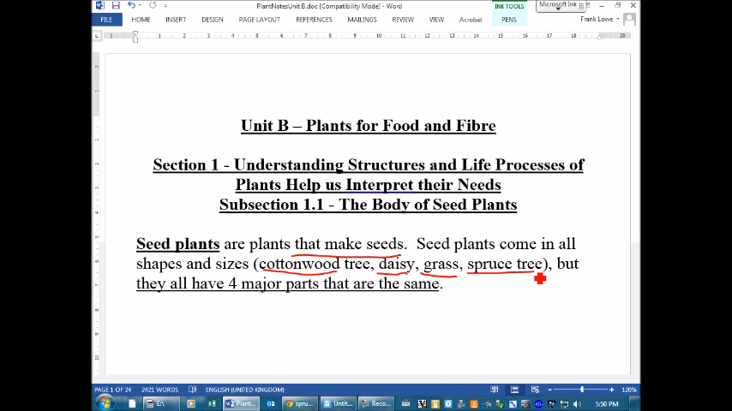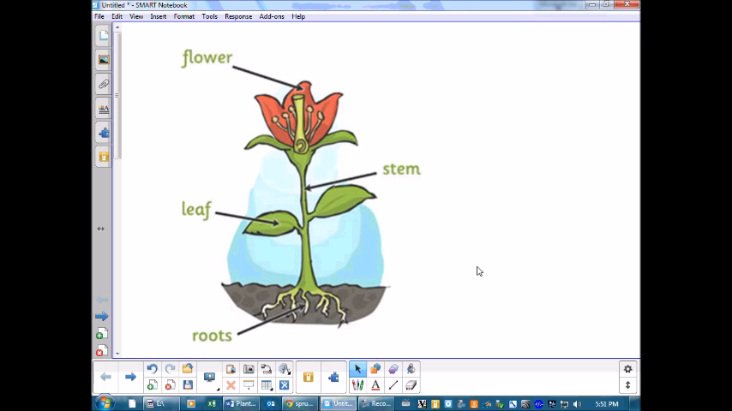Okay. Now, seed plants, all these different plants that we've just considered here, are very different in their size and their structure, how they look, and all that stuff. But all seed plants, these 4 included, all have 4 major parts that are the same. So I want you to think for a second, what all these that we've just looked at, grass, cottonwood tree, daisies, what are the 4 things that they have in common? What might they be? Well, let's look at this. These are the 4 parts.